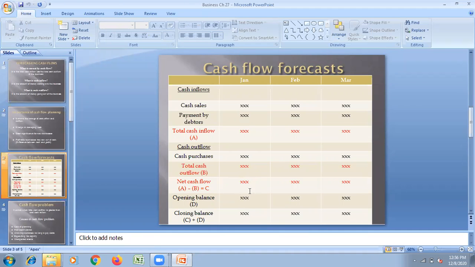Now if your net cash flow is positive, remember, what does it mean? Your total cash inflow is greater than your total cash outflow. If it is positive, you will add it to your opening balance, because both are positive. If your opening balance is positive and your net cash flow is positive, you will add both of them together to find out your closing cash balance.